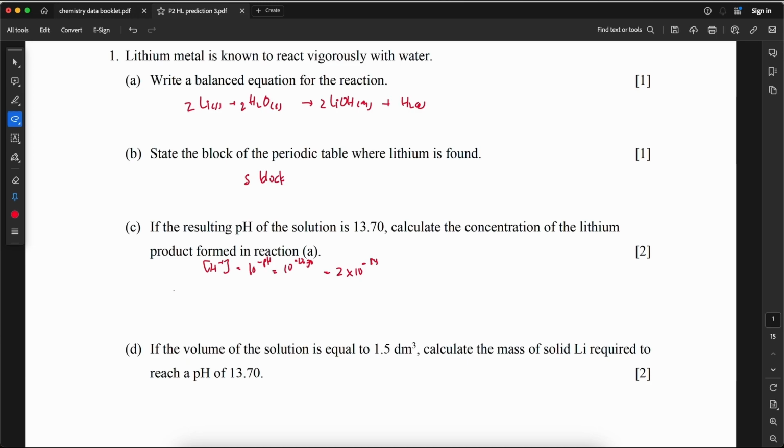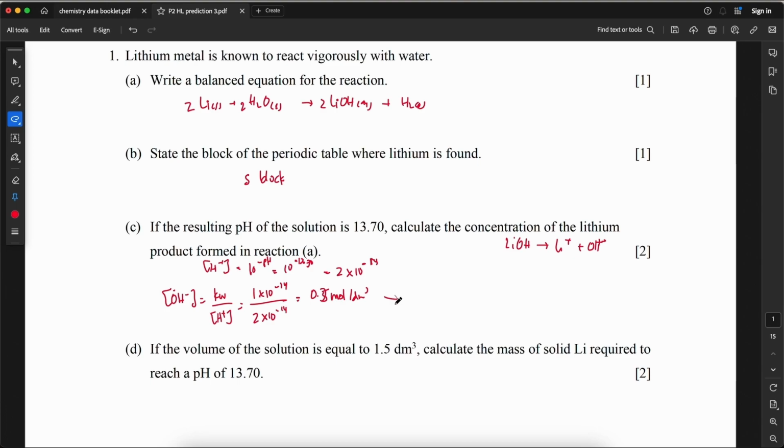And to find the lithium product, that would be LiOH. So this would be Li plus and then OH minus. So by finding the concentration of OH minus, we can actually find the concentration of LiOH. So now, as we know the concentration of H plus, we can find the concentration of OH minus. So Kw divided by concentration of H plus, you know the constant is 1 times 10 to the power negative 14. So divided by 2 times 10 to the power negative 14, which is 0.5 mole per decimeter cube.